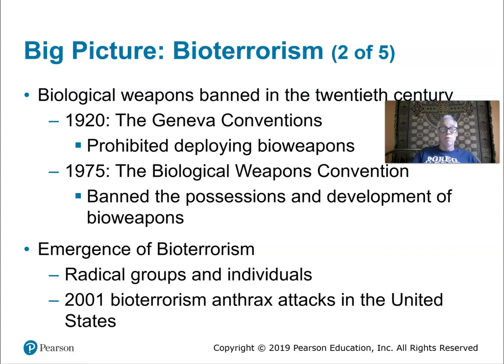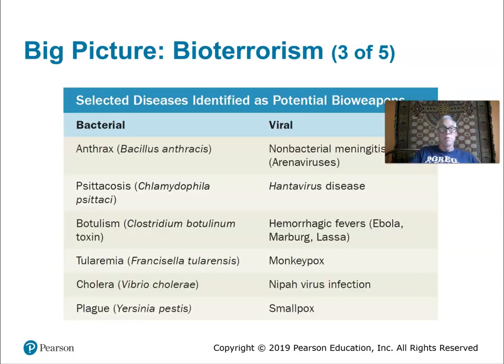And more radical groups are turning to bioterrorism. There was a group in Japan that released a nerve gas into a busy Tokyo train station during rush hour. It killed a number of people. Anthrax attacks, I mentioned, in the United States Congress by way of letters sent through the postal system. So more and more of a thing.